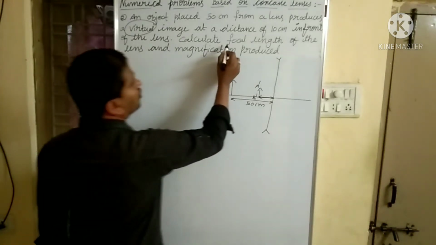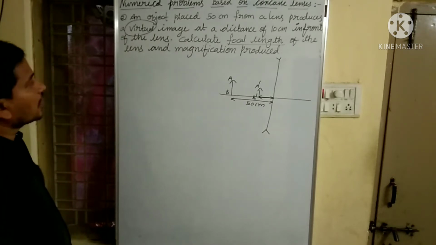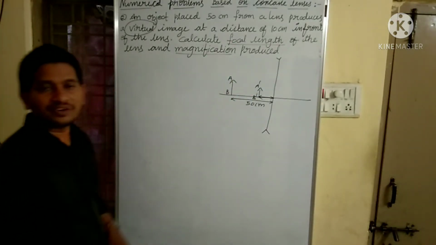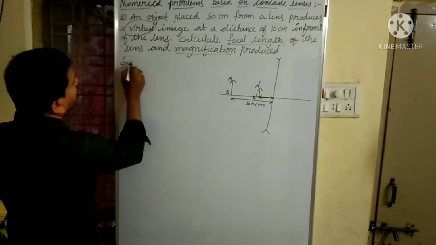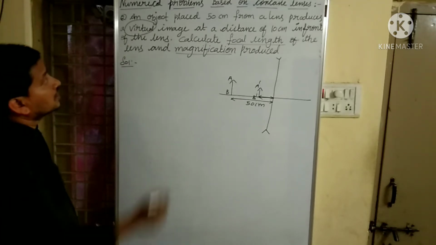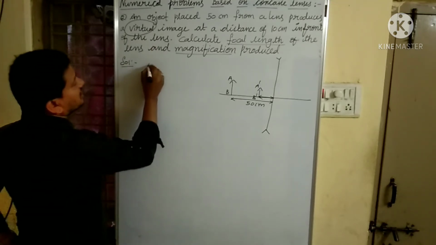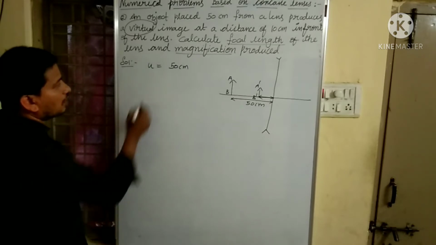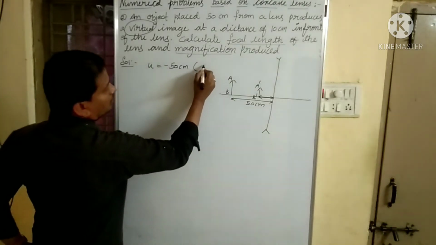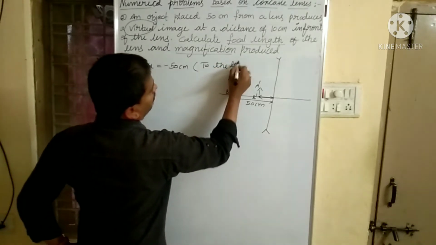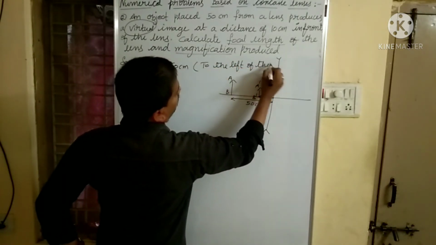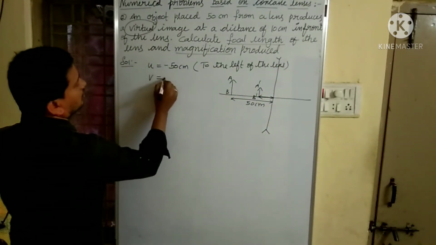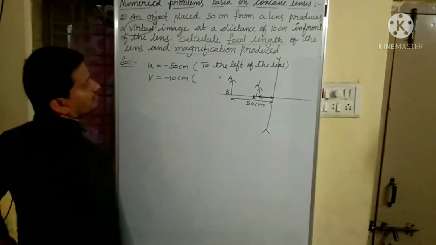Now we have to find out the focal length and also the magnification produced. The first question is focal length and the second question is magnification. What is given? Let us write. Given object distance u equals 50 centimeter. According to the sign convention, object distance will be negative, as it is to the left of the lens. Image distance is also minus 10 centimeter, which is also to the left side of the lens.